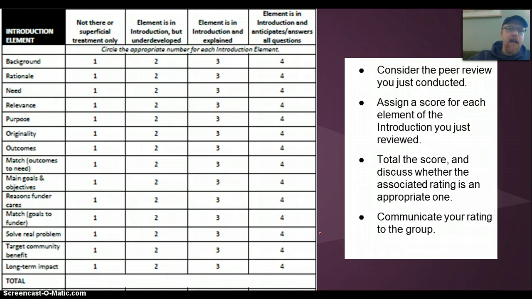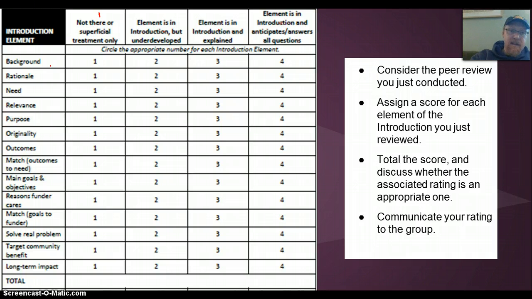And what I would like for you to do is decide whether that particular element was not there or only superficially treated; was in the introduction but underdeveloped, in other words, you found it difficult to identify; is in the introduction and explained, so it was there, nothing to complain about, it just didn't blow your socks off; or it's in the introduction and does a succinct job of anticipating and answering any questions or concerns that a grant maker might have. So you, as the pretend grant maker peer reviewing in this case, can say, did they explain it in a way that I was sold?